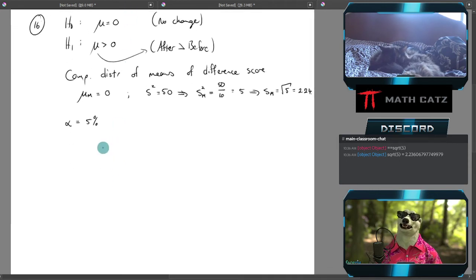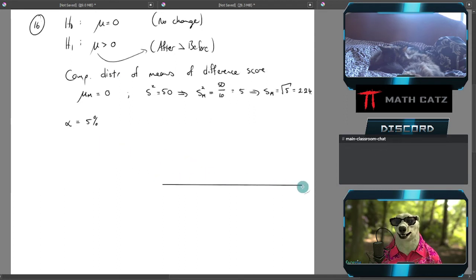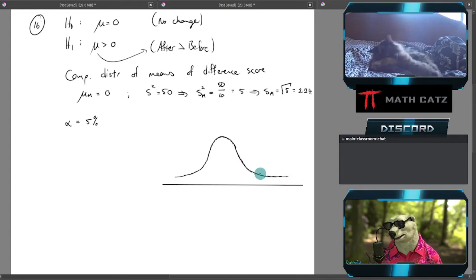So they want an alpha of 5%. Let's visualize what's happening here. Now this is the distribution of difference scores. Okay, I'm clearly struggling with the nice curvature here. There we go. Small little bits in my drawing. Now, try and get symmetry here. At least try. There we go. That's our t distribution for the means of difference scores.